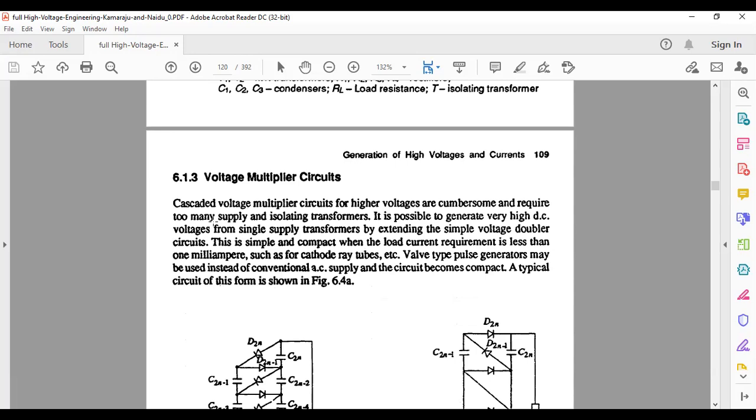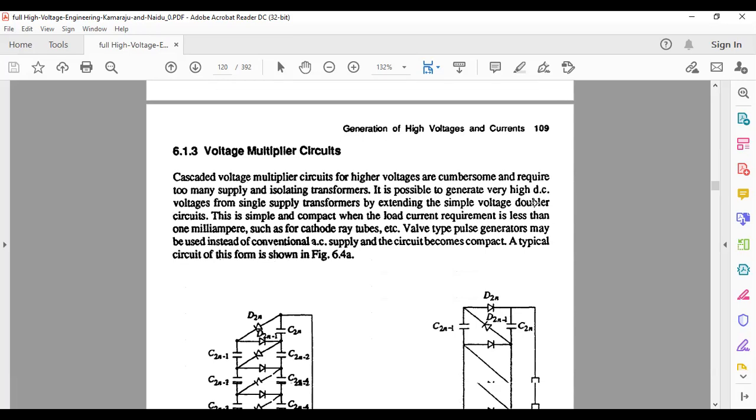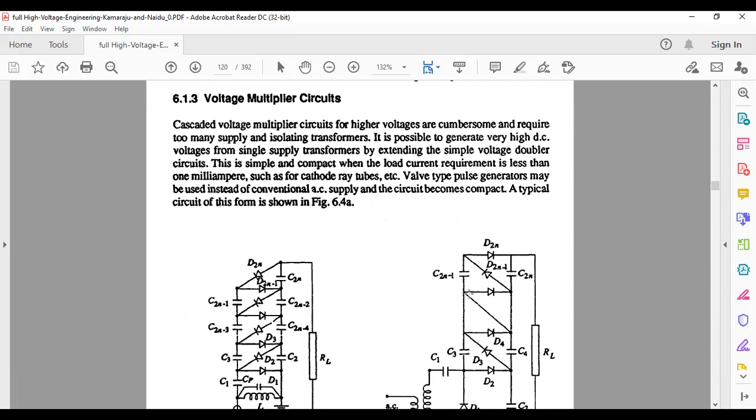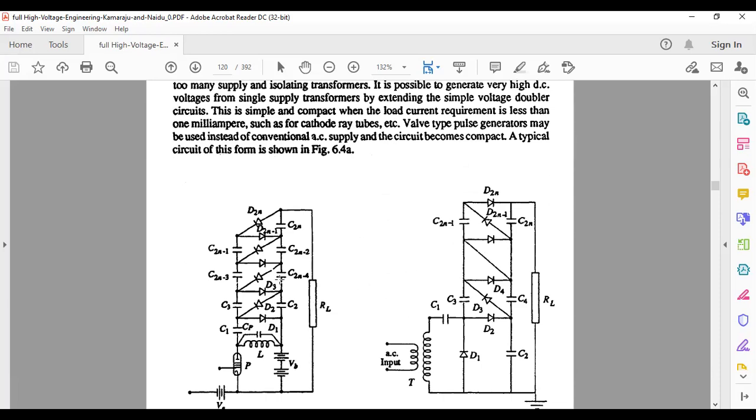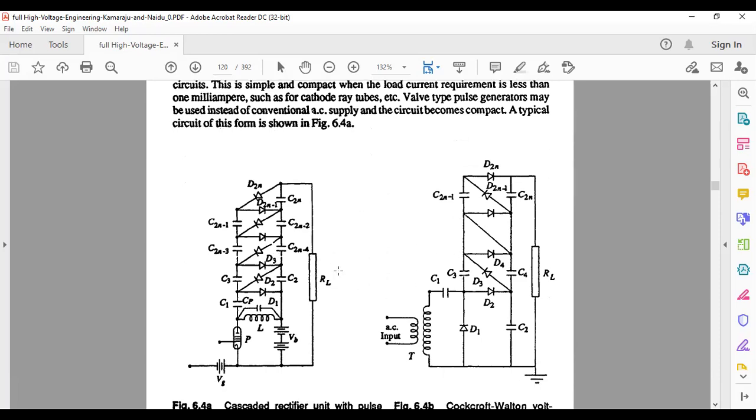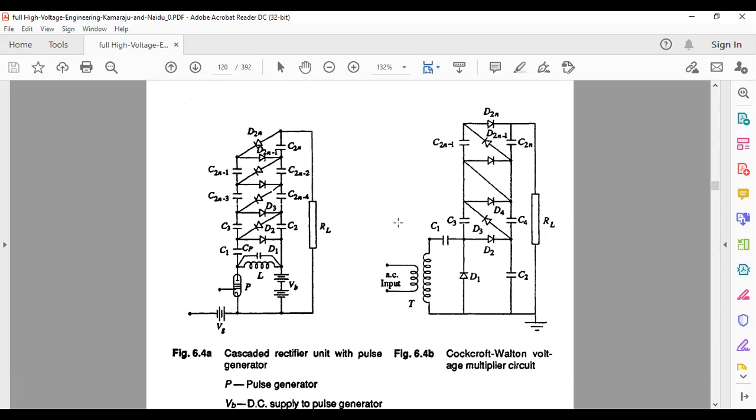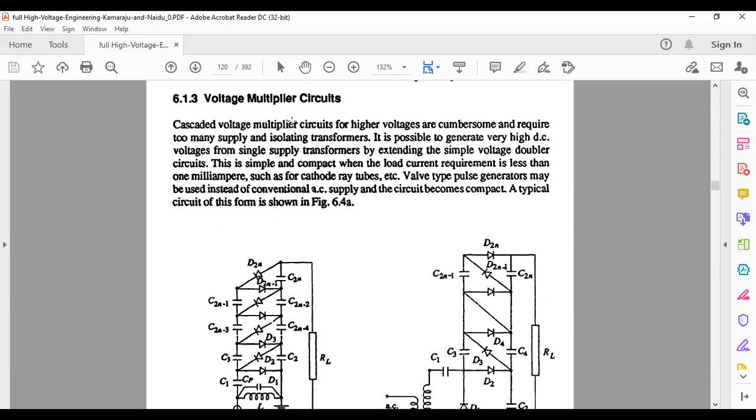I mentioned that. Actually, this is also similar to the voltage doubler circuit, but a voltage multiplier circuit requires many more input supplies, and again isolating transformers are needed. So that is why it is not economical. The system will be more burdened, so to overcome this difficulty we go for voltage multiplier circuits.